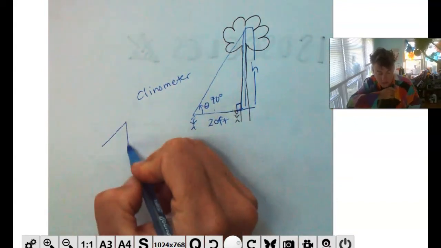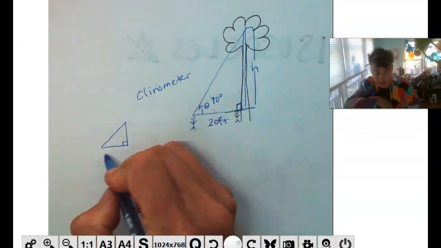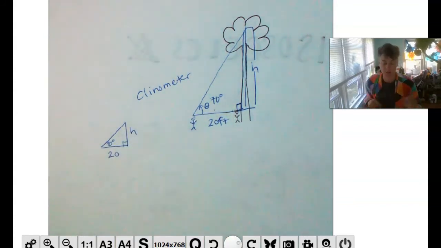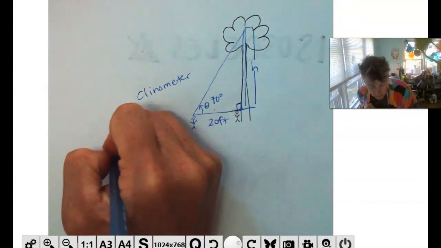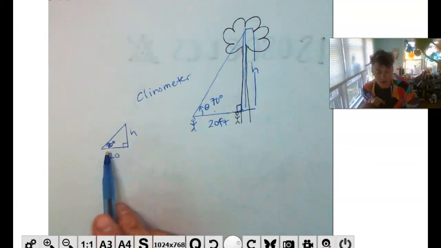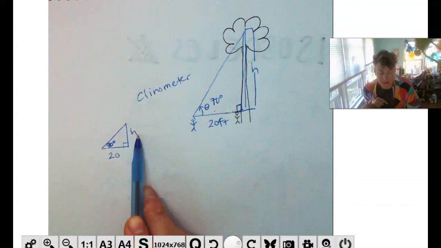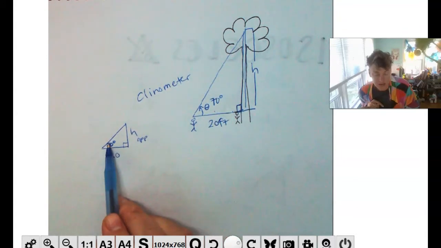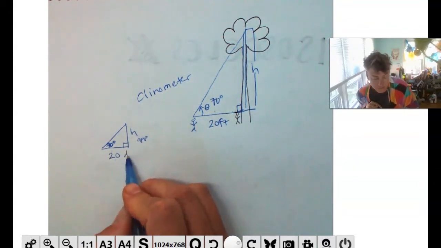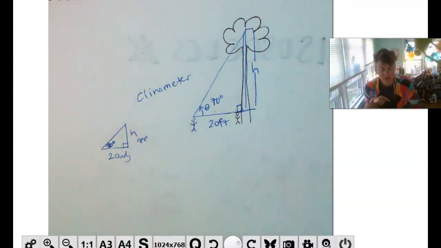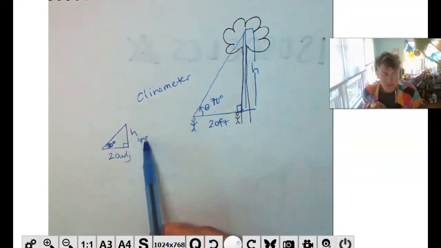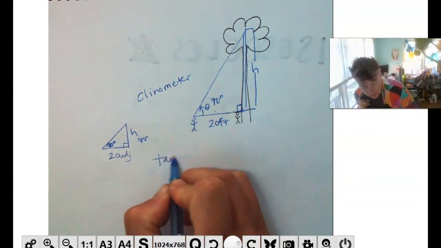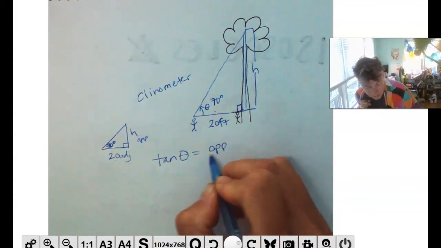Let me redraw the triangle we're working with. Clearly not to scale. This is 20 feet, this is 70 degrees, and this is the height that we're looking for. So we know this 70-degree angle. We know the side opposite the 70-degree angle is the side we're looking for. And we know the side adjacent to that 70-degree angle is 20 feet. What relationship used opposite and adjacent? Ah, it was tangent. Tangent of some angle is the opposite side over the adjacent side.